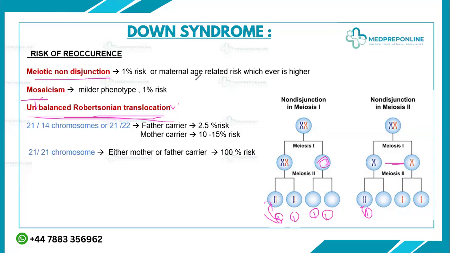Now it depends on what type of chromosomes we see in the unbalanced Robertsonian translocation. If it is a 21;14 chromosome or 21;22 chromosome translocation, then if the father is a carrier, there is a 2.5% risk, and if the mother is a carrier, there is a 10 to 15% risk of having an affected child. Then if there is a 21;21 chromosome translocation, this means if either the mother or father is a carrier, there will be a 100% risk of having a child with Down syndrome. So this is the risk which you have to remember.